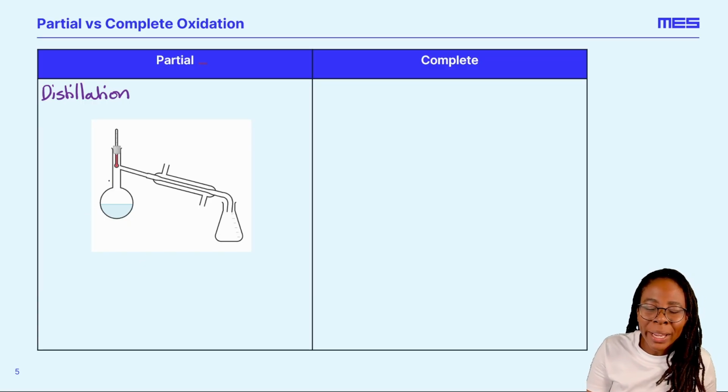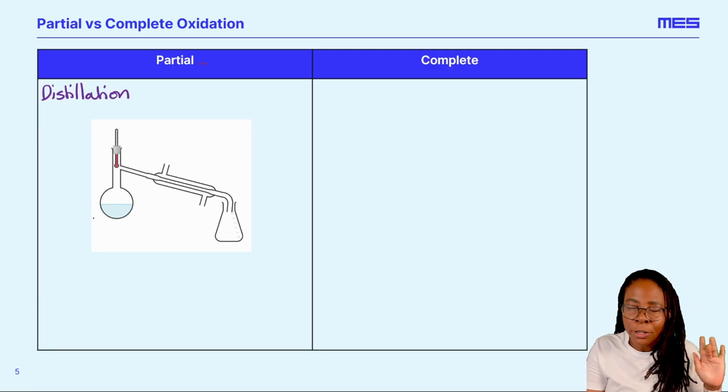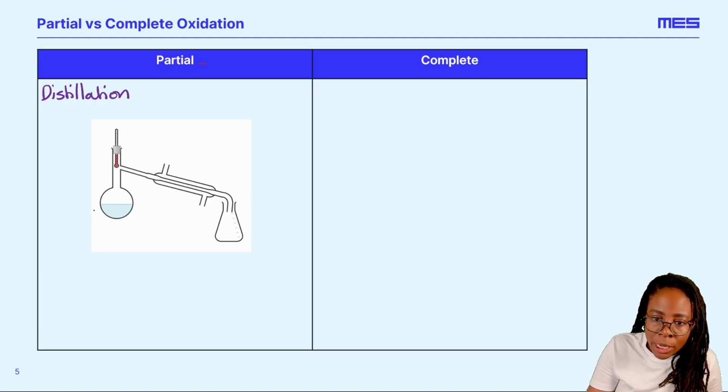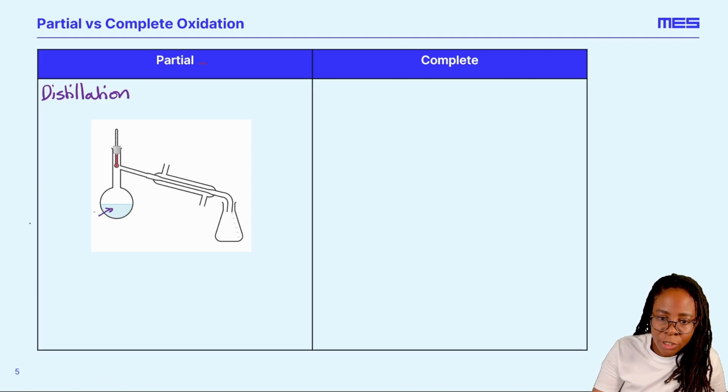So if we just do a quick label of our setup, I won't do a full label and a full explanation. That will be in the RP5 practical video. But just as a general kind of making sure that we know what's going on, within our round bottom flask, we've got our reaction mixture. And in our reaction mixture, we have got our reactant alcohol. We've got our oxidizing agent, so our acidified potassium dichromate, right? We're then going to heat this up.